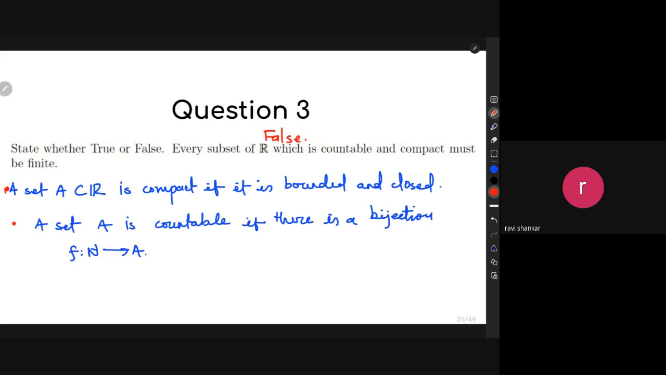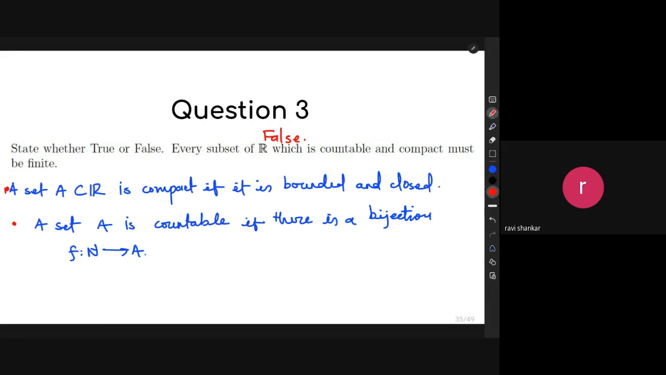So you need to consider a subset of R which is countable and compact and not finite. So you need to construct a subset which is not finite, countable, and compact. Can you construct such a set?